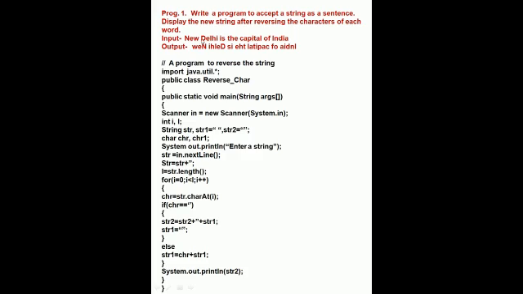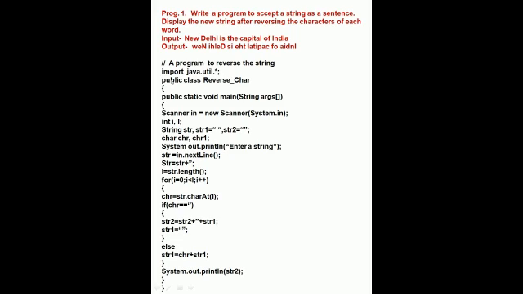Our string is New Delhi is the capital of India, and we will print this new. It will print WEN, which means it will print in reverse order. First we will give the name of a program to reverse the string.